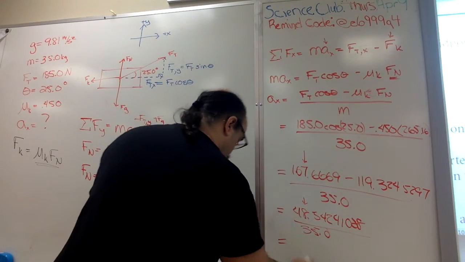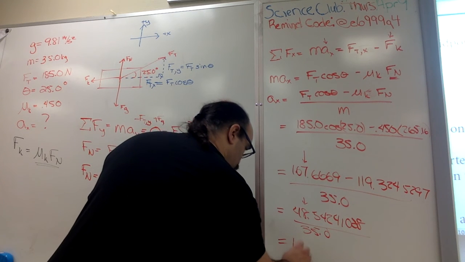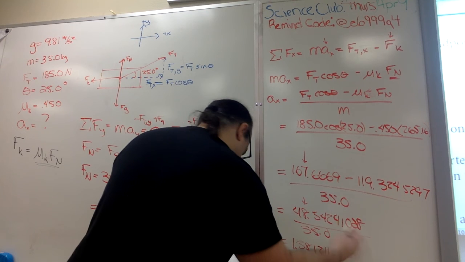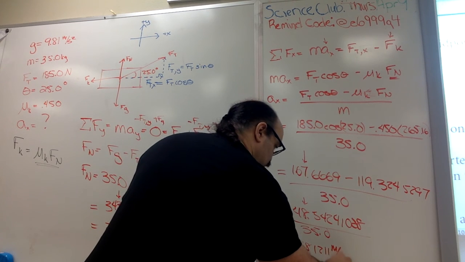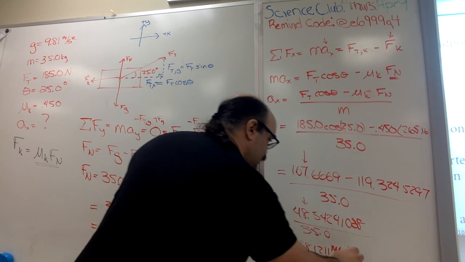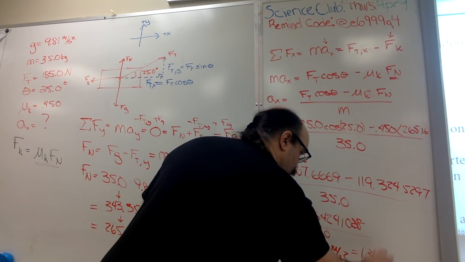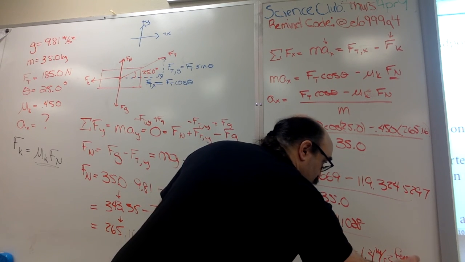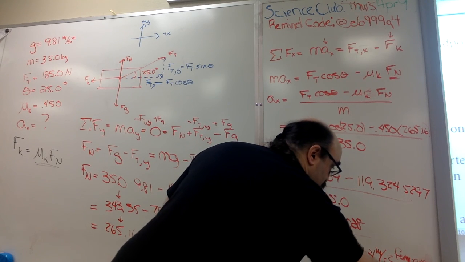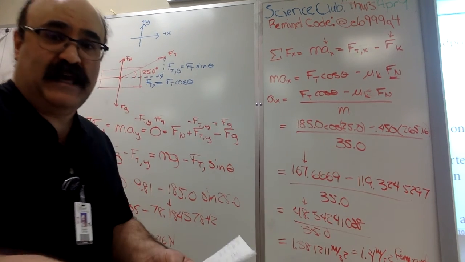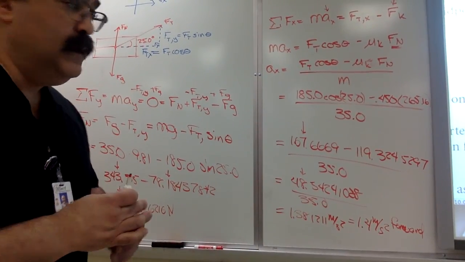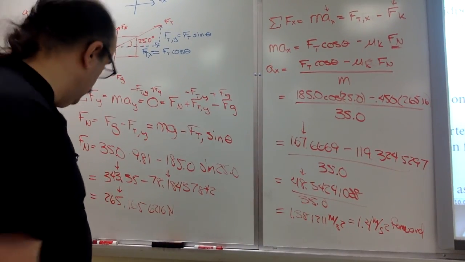And we get this. My final answer then should be 1.381211-ish meters per second squared. Rounded to only 2 sig figs, we get 1.4 meters per second squared forward. Okay, it's an acceleration, most likely has to have a direction with it. Okay, hopefully you found that helpful.